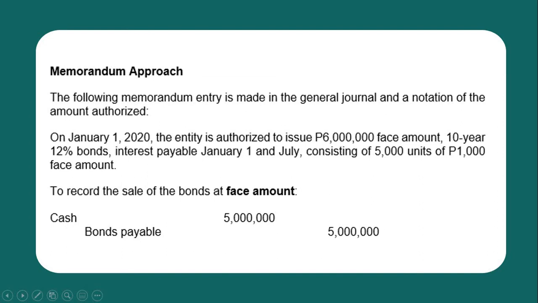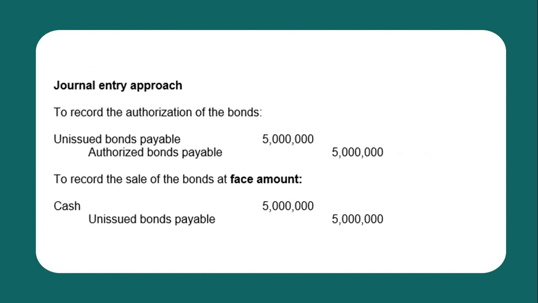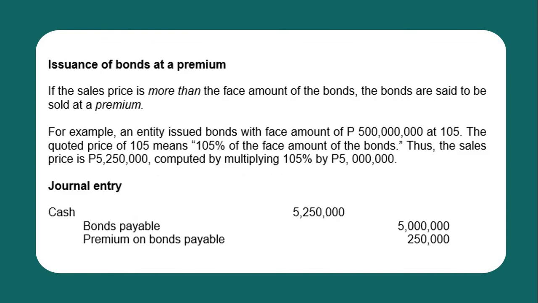So, say for example, if nabaligya na siya, na-issue na siya ang bonds, then to record the sale of bonds at face amount, debit lang cash and credit bonds payable for 5 million. Okay, for journal entry approach, nag-record siya og entry on the authorization and at the same time, napod siya entry to record the sale of bonds. Again, we'll just be using the memorandum approach.